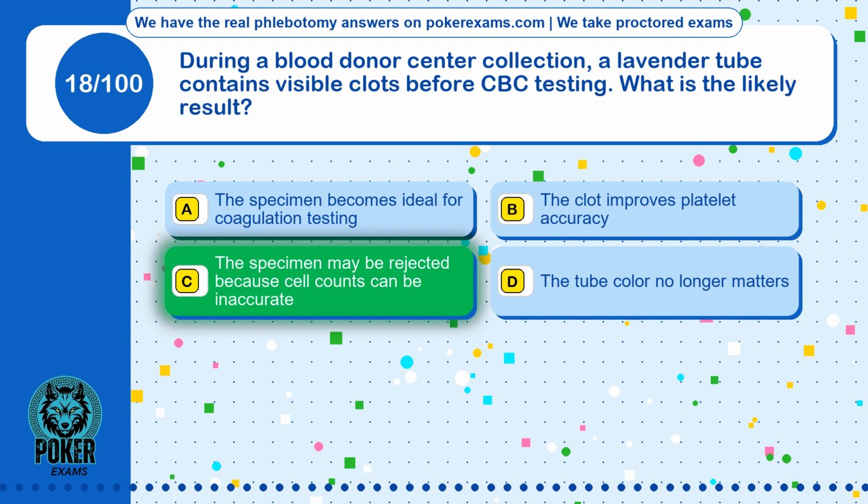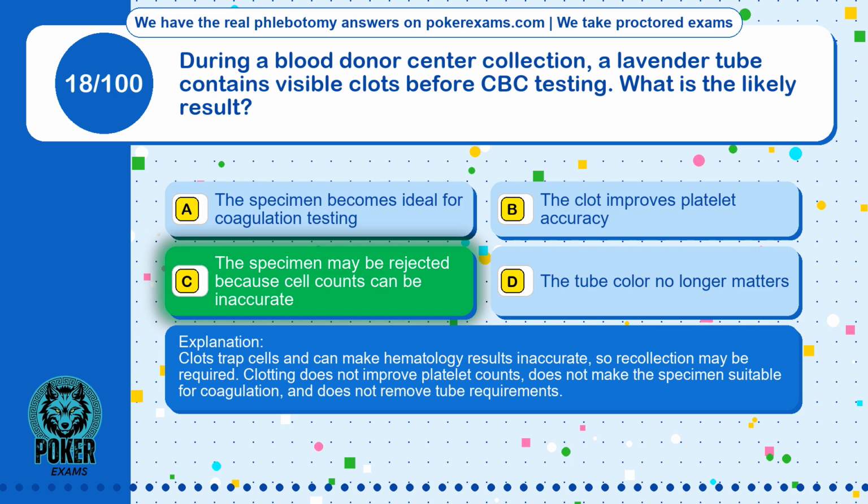The correct answer is option C. The specimen may be rejected because cell counts can be inaccurate. Clots trap cells and can make hematology results inaccurate, so recollection may be required. Clotting does not improve platelet counts, does not make the specimen suitable for coagulation, and does not remove tube requirements.